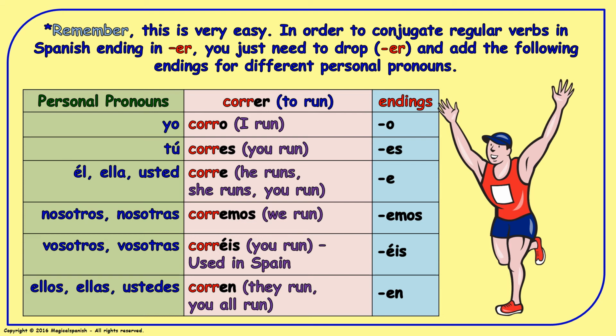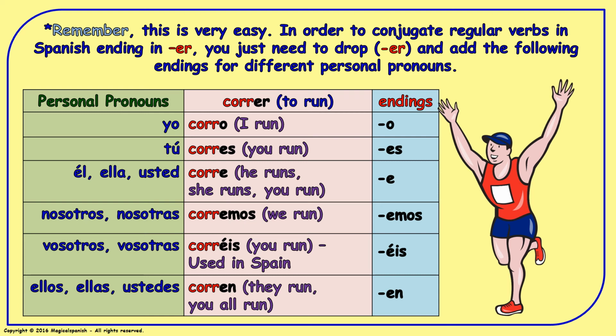Yo corro, I run. The ending is going to be O. Tú corres, you run. The ending is going to be ES. And now for él, ella, and usted corre, he runs, she runs, or you run, the ending is just E. Okay, our next personal pronoun is going to be nosotros and nosotras corremos. We run. The ending is going to be EMOS.